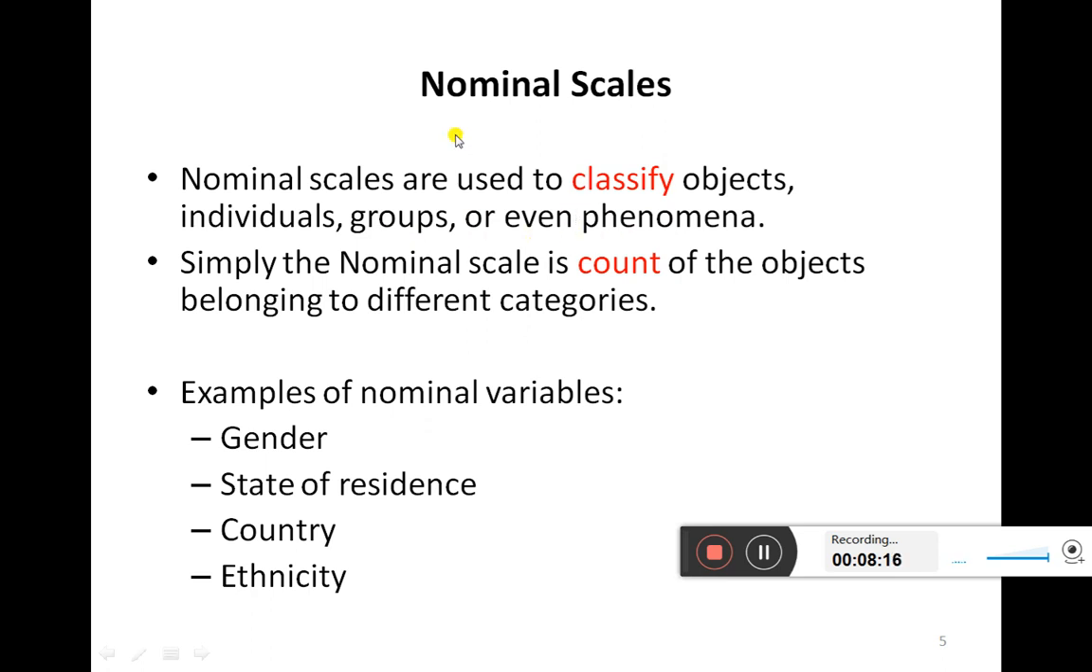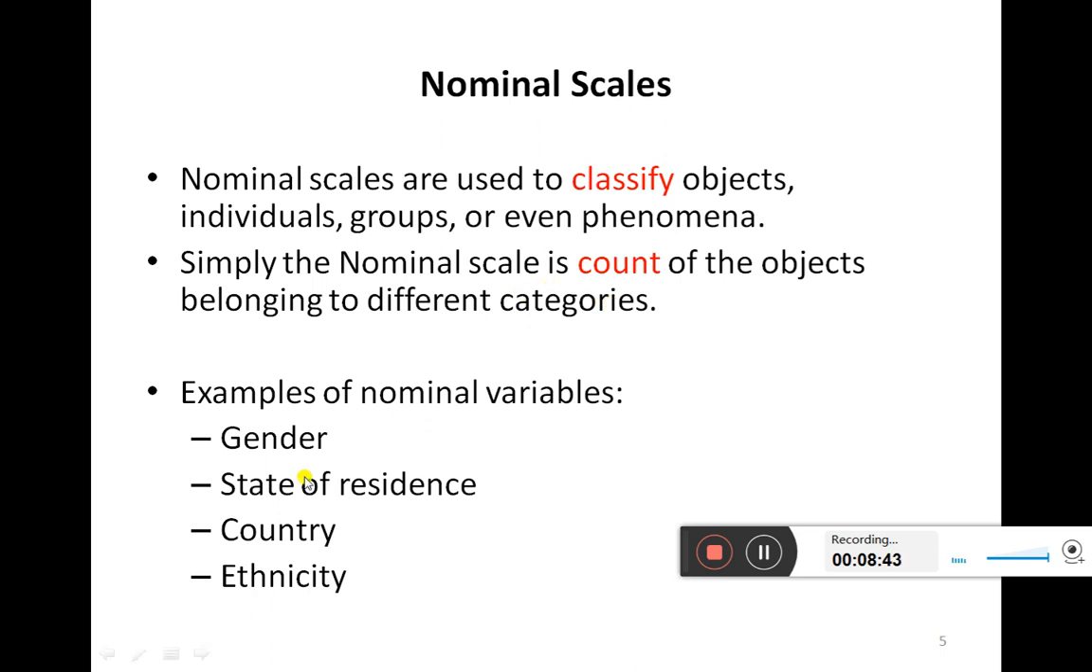Now, the characteristic of the nominal scale is that it basically makes a category or classification of the different objects or individuals. Then the nominal scale is simply a count of the objects belonging to different categories. It simply explains which category we have. We only categorize such objects or count that object in such a category.